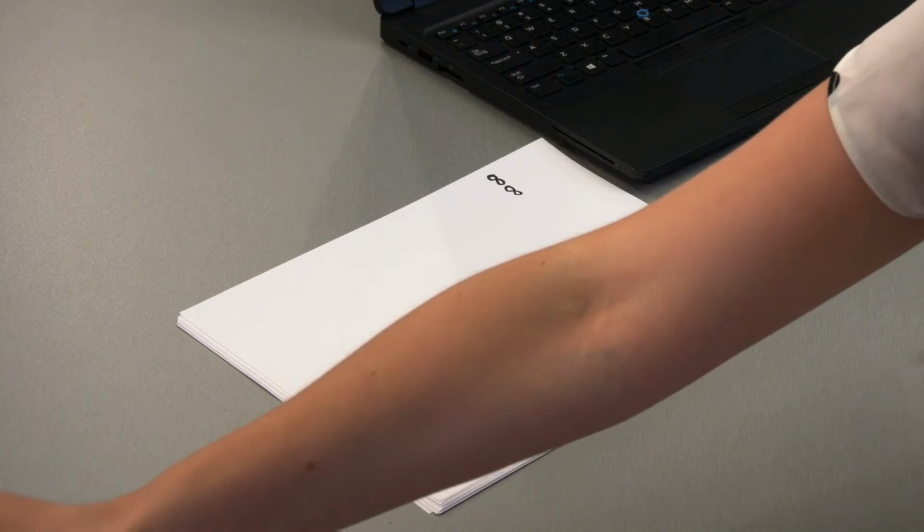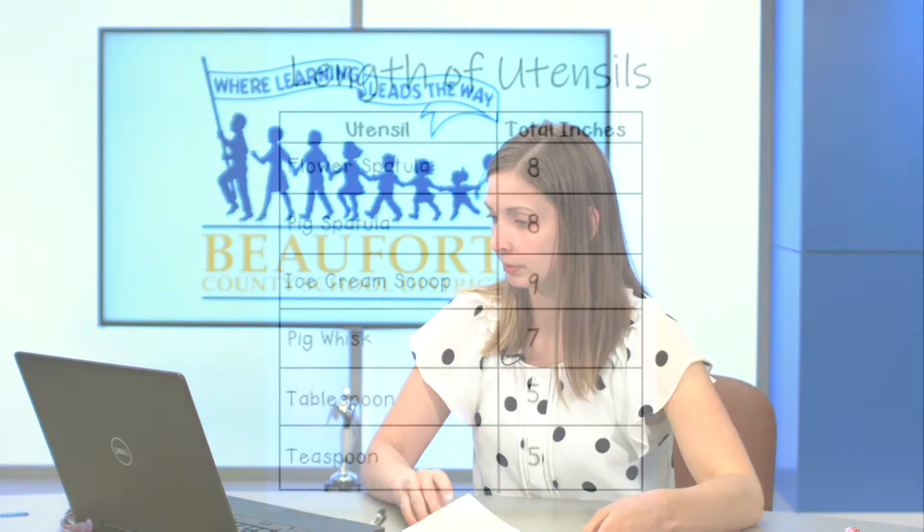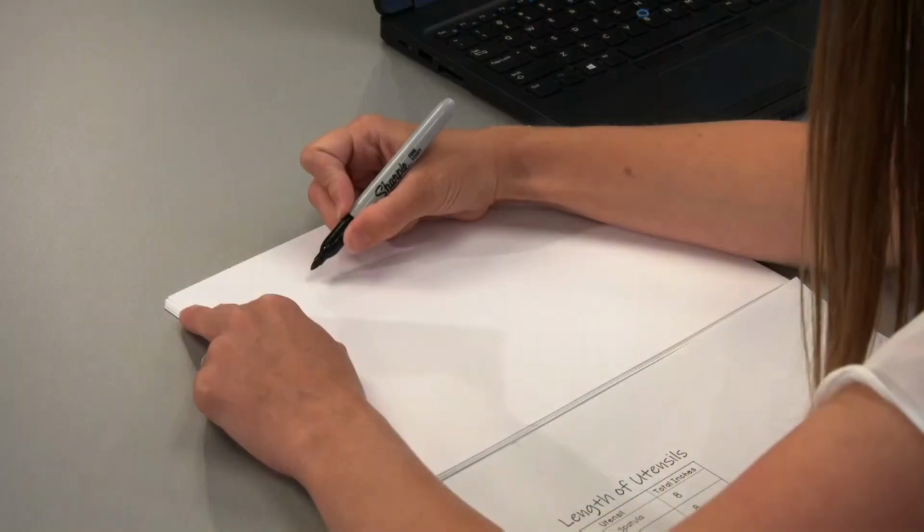Now, I have gone ahead and measured the rest of my objects and organized them into a table so that I am already ready to make my line plot. Now that I am ready to make my line plot, I need to think of a title. So I need to consider what the data is that I looked at and what the data is that I took. Well, what I did was I measured the length of the utensils, or I took the measurements of the utensils. So I'm going to go ahead and call this line plot utensil measurements.